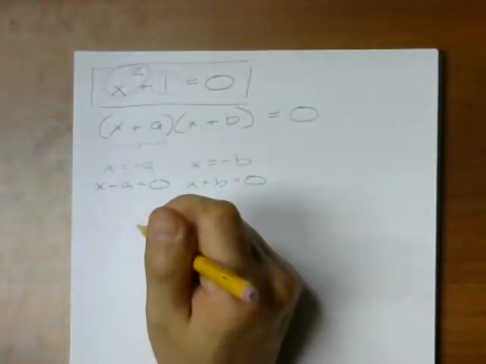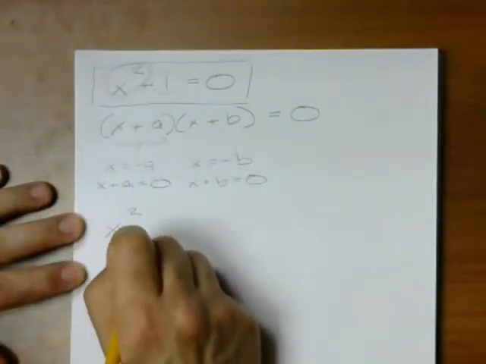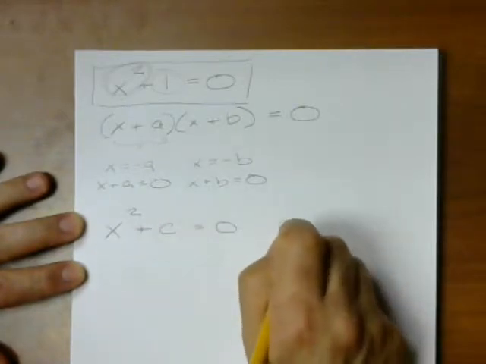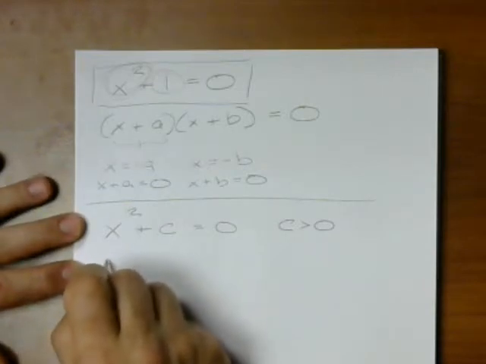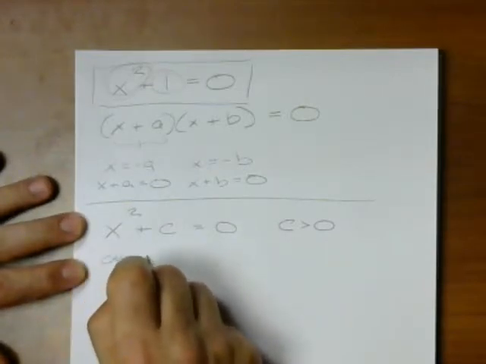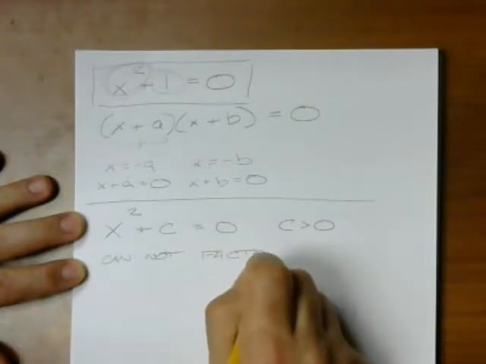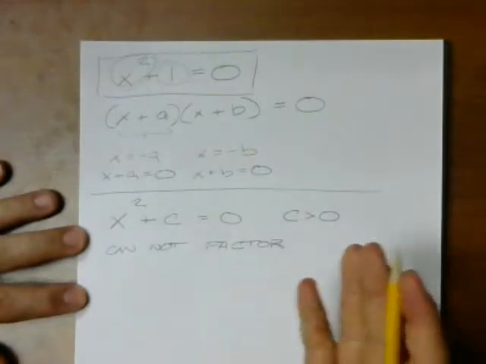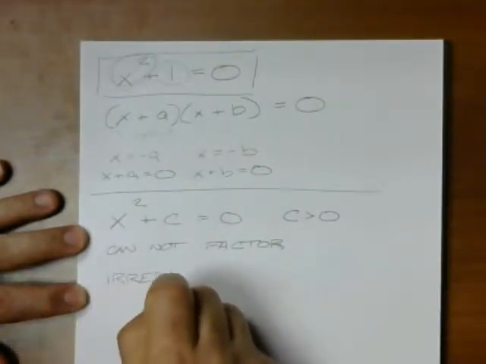So what's one dead giveaway? Well, anything of the form x squared plus c equals 0, where c is bigger than 0, is going to be something that we cannot factor. Now, we have a word for this. We call it irreducible.